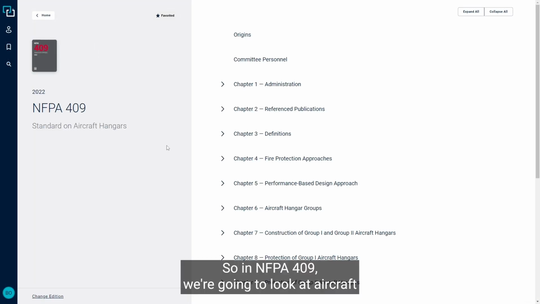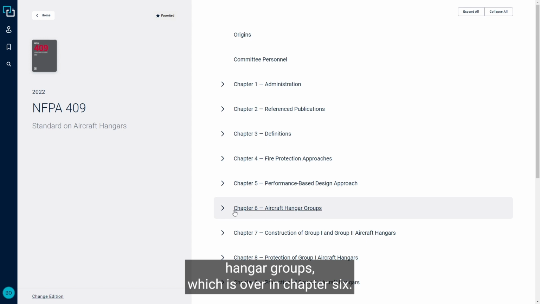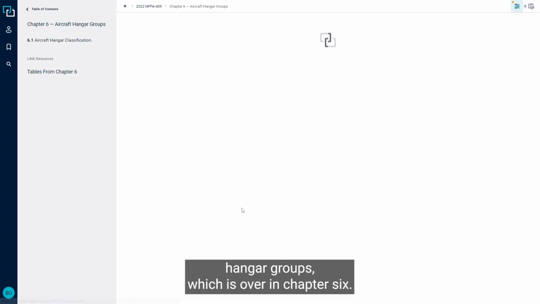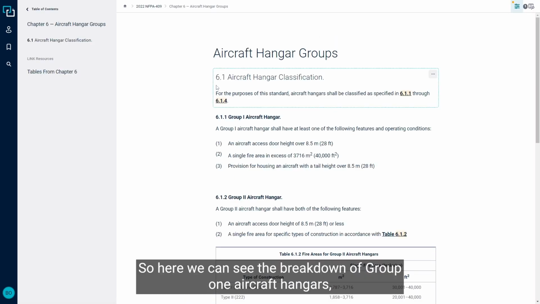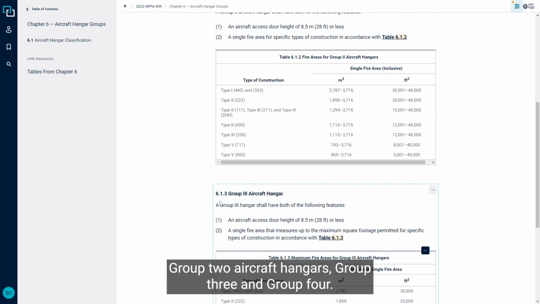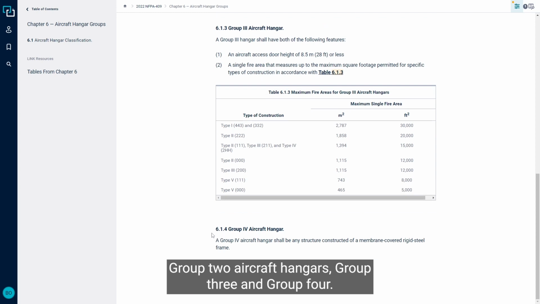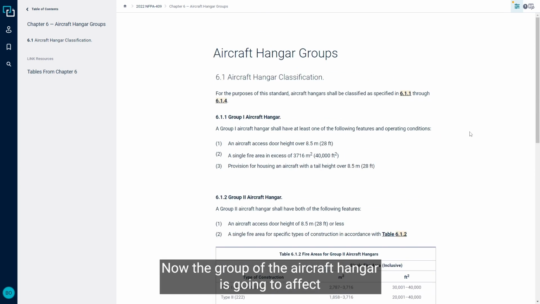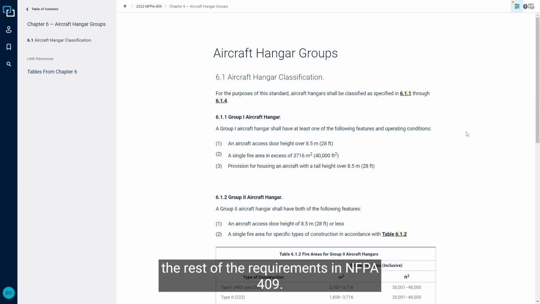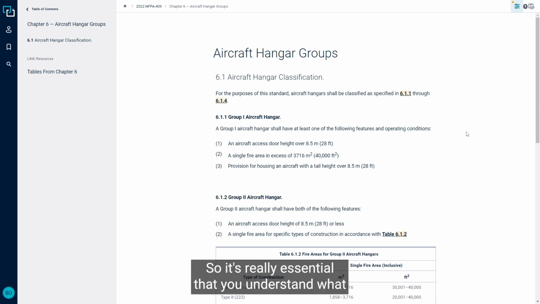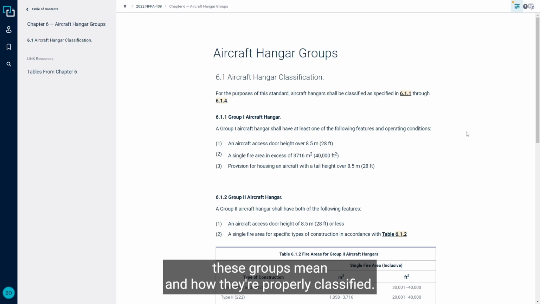So within NFPA 409, we're going to look at aircraft hangar groups, which is over in Chapter 6. Here, we can see the breakdown of Group 1 aircraft hangars, Group 2 aircraft hangars, Group 3, and Group 4. Now the group of the aircraft hangar is going to affect the rest of the requirements in NFPA 409. So it's really essential that you understand what these groups mean and how to properly classify them.